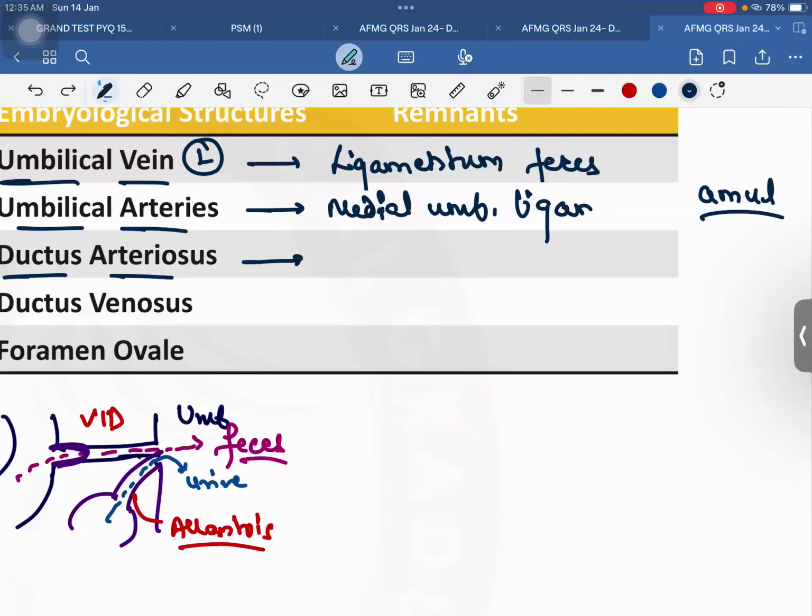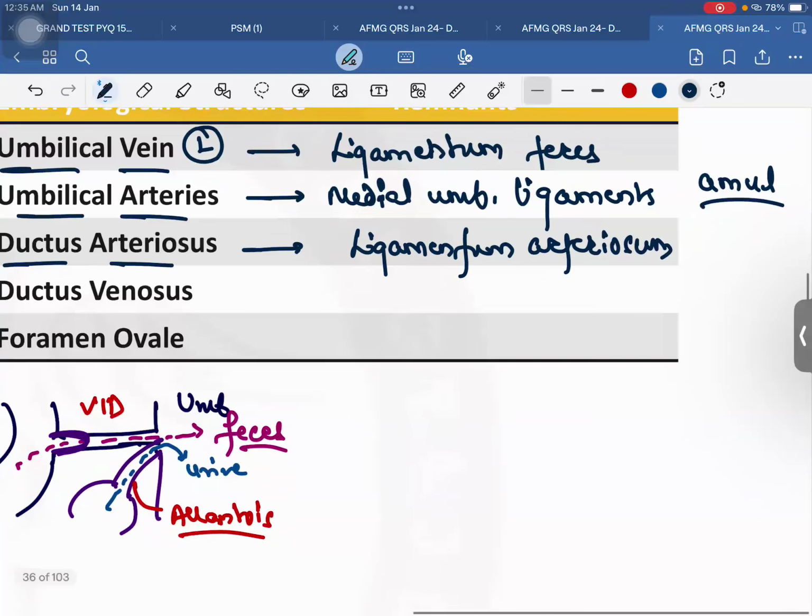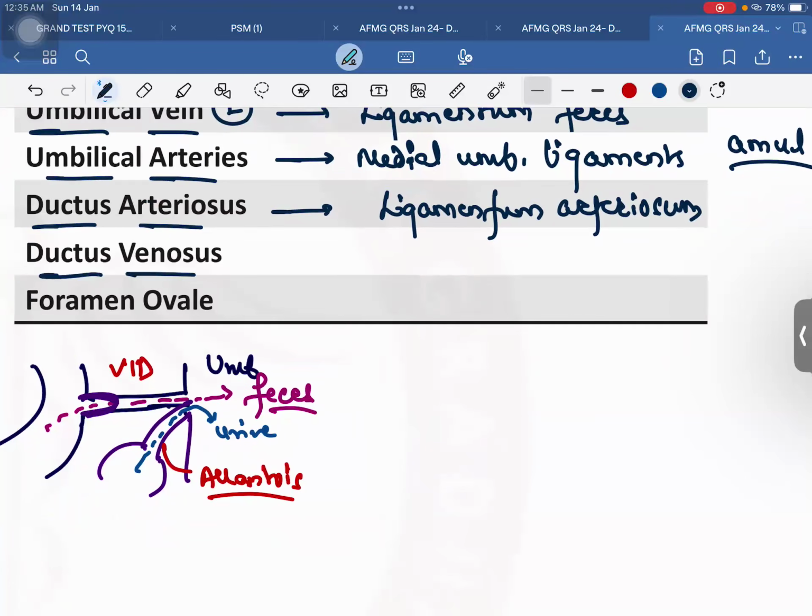Whereas if they ask you about the ductus arteriosus, when it undergoes obliteration, that leads to formation of the ligamentum arteriosum. That has to be remembered. If they ask about the ductus venosus, when it undergoes obliteration, it leads to formation of the ligamentum venosum.